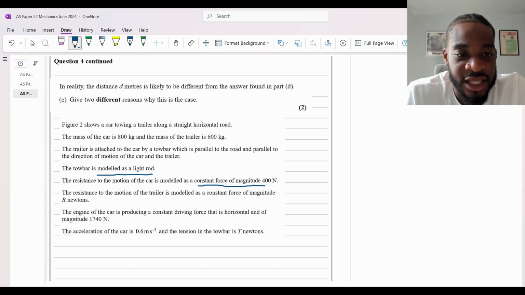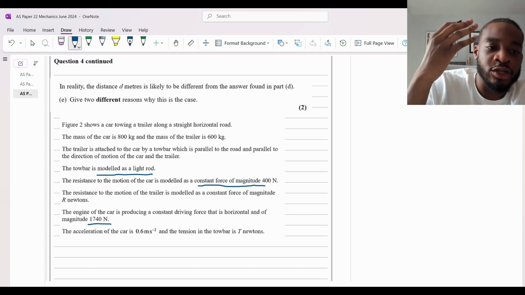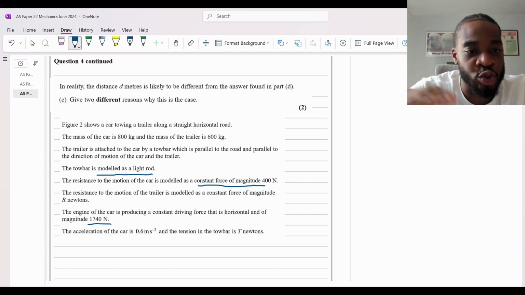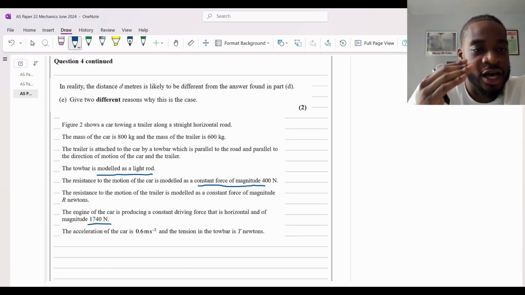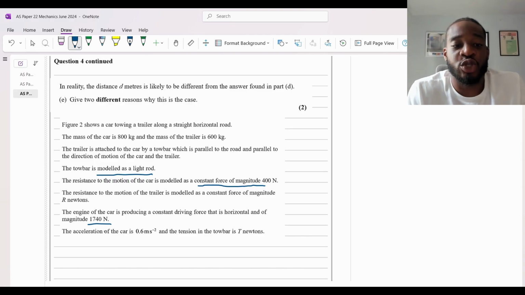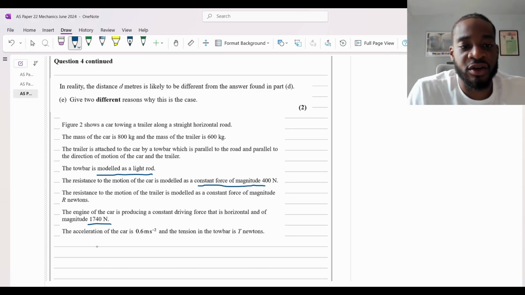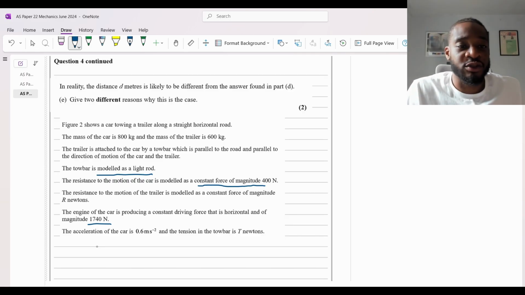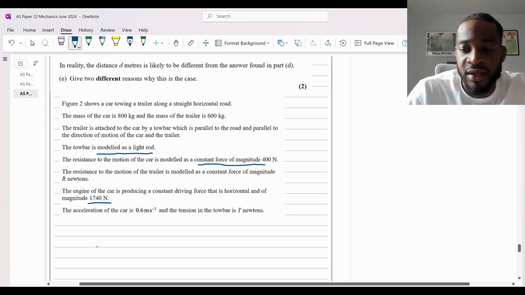Again, that could change. The engine of the car is producing a constant driving force that is horizontal and of magnitude 1740. Why would the driving force be constant throughout? Maybe you're braking, maybe you're accelerating. It's not going to be a constant force, right? These are the things that you're looking at and you just literally negate it. Another thing is the acceleration of the car is 0.6. Who says it's going to be constant? So you just literally pick one or two of these things and write them, and then that will give you your answer. So I'll just write here.